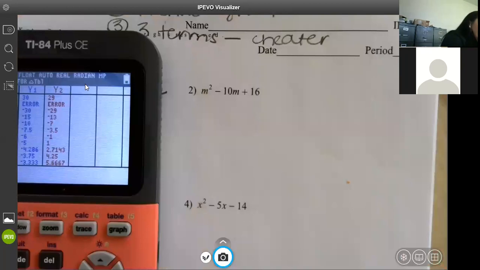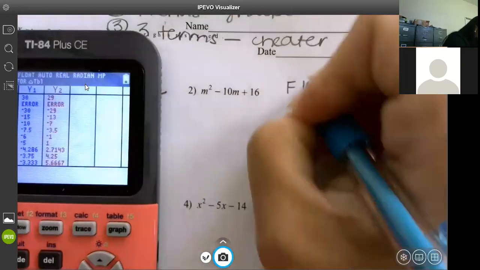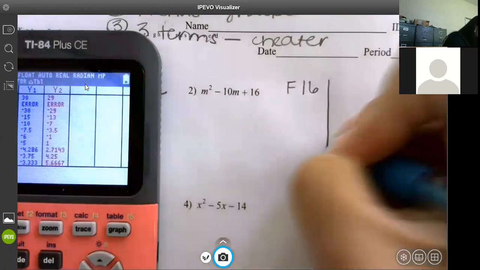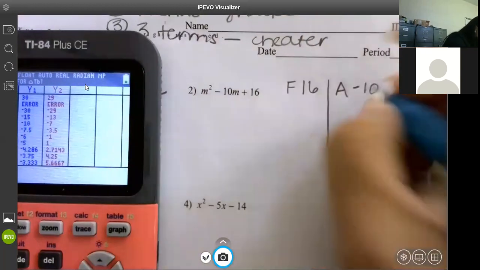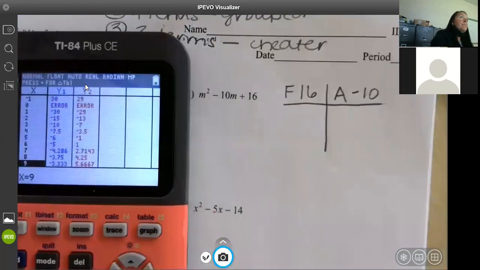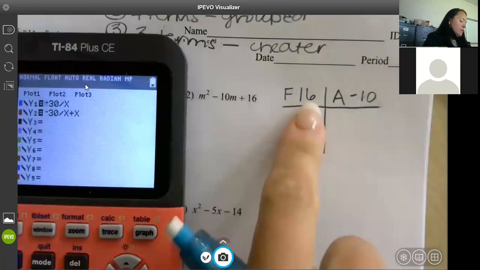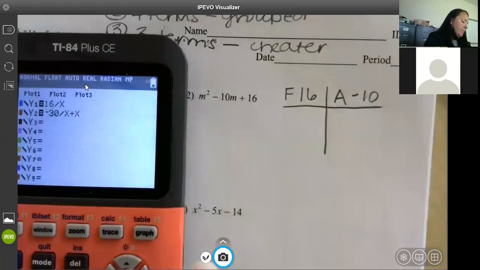So on the next one, number 2, we want factors of the last, which is 16, that add to negative 10. So that first number is what you're putting in y equals 16 divide x, and then 16 divide x plus x.